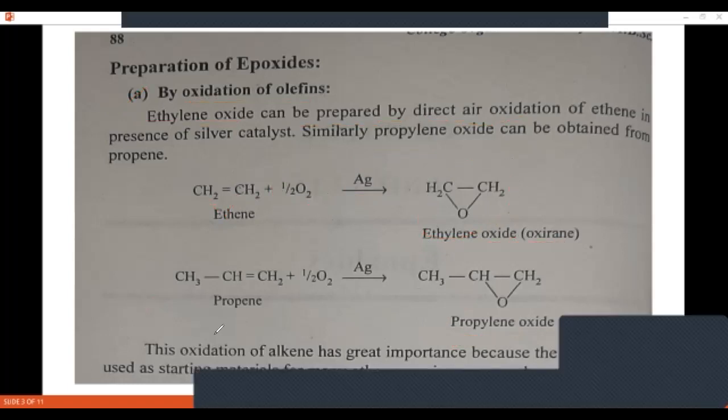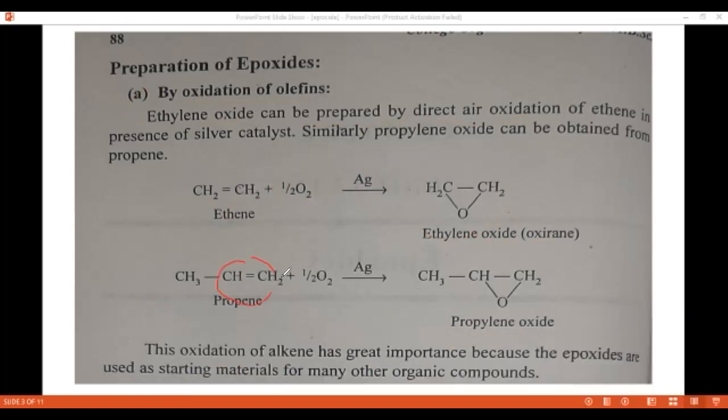Now another example is CH3 CH double bond CH2, that's propene. The addition of oxygen is between the double bond here, in the presence of the silver catalyst, to form propylene oxide, a three-membered ring with two carbon atoms and one oxygen. The propylene oxide can be prepared here.